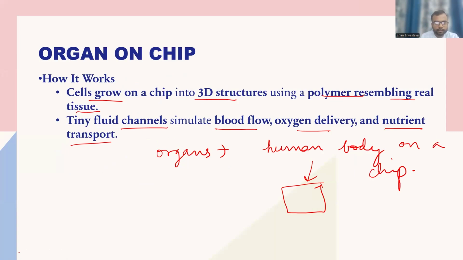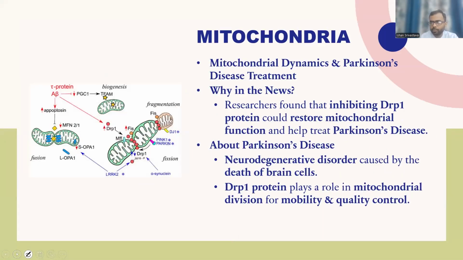So let's look at the next thing, which is mitochondria. Mitochondria has been in news because of Parkinson's disease. Researchers have found that the DRP1 protein, if inhibited, could restore mitochondrial function and could help treat Parkinson's disease, right? So first of all, let's understand what the DRP1 protein is.